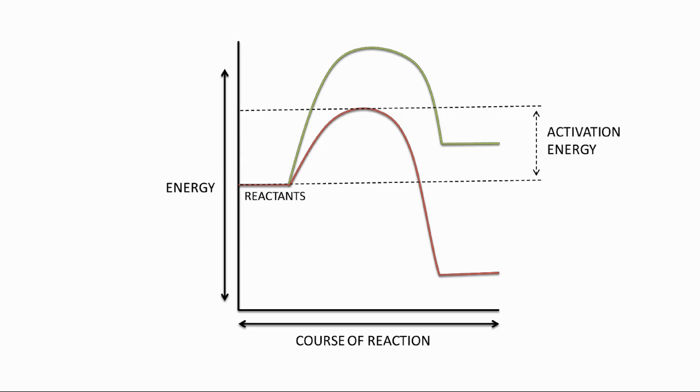Now, if the product is above the reactants on the diagram, then this means that the reaction is endothermic and has used more energy than it released, and vice versa, in that if the product is below the reactants, then it is an exothermic reaction and has released more energy than it used.